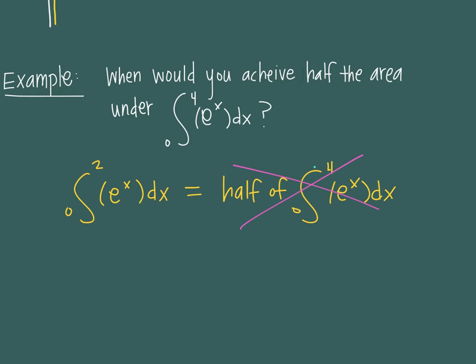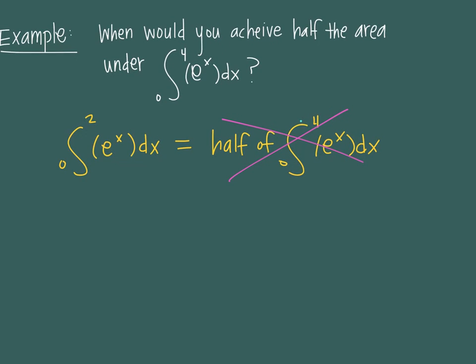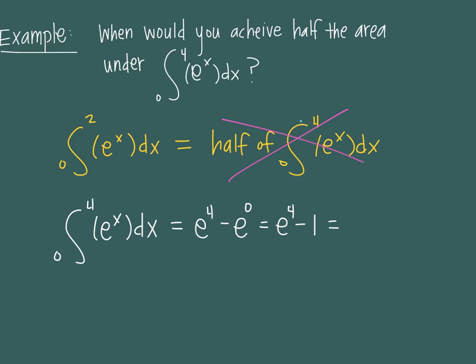Okay, so how do we use our calculators to do this? Well, first we got to know how much area is under 0 to 4 e to the x dx. All right, we've already done that. We know that that's going to be e to the 4th minus e to the 0, which is e to the 4th minus 1. But I would like to know what the numerical value of that is. All right, so I'll figure that out a second. So e to the 4th minus 1 comes out to be 53.598.